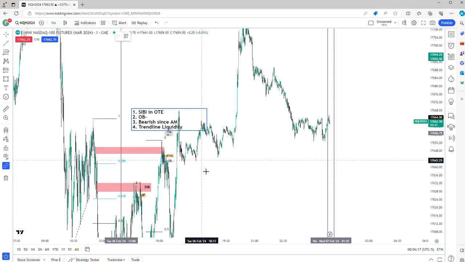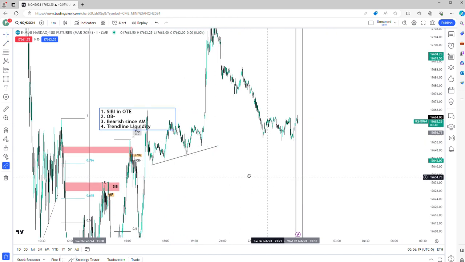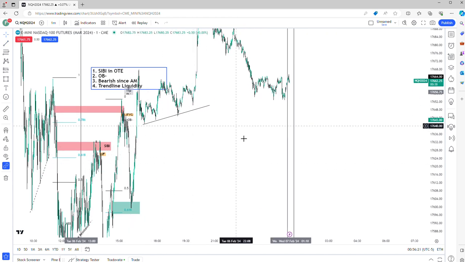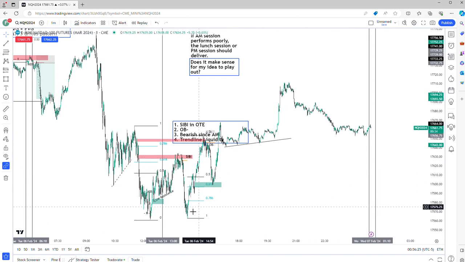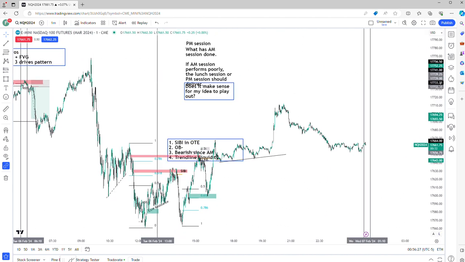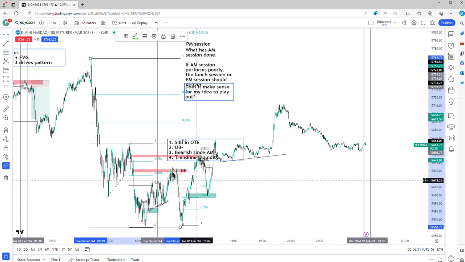I see this as trend line liquidity. I see imbalances down here that might need to get filled. I see this move up, right? I'm just going to measure this out, this high to this low. I see this move up as just returning potentially to optimal trade entry of that bigger dealing range, right?